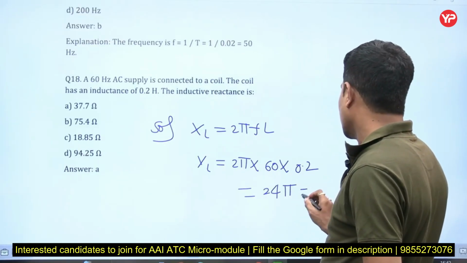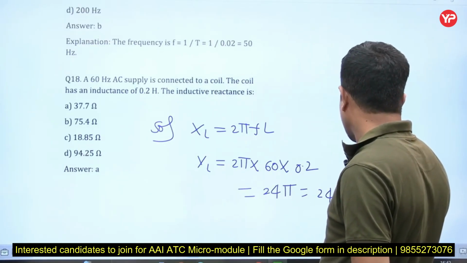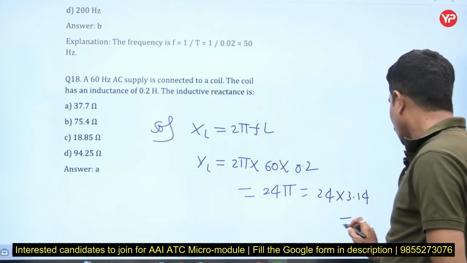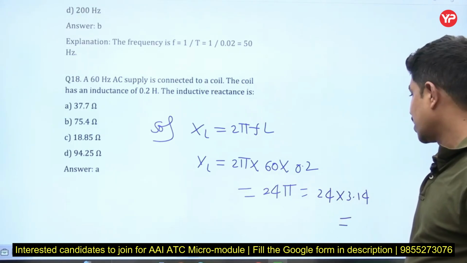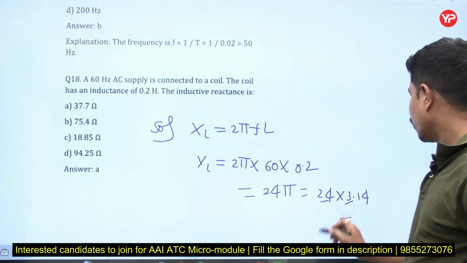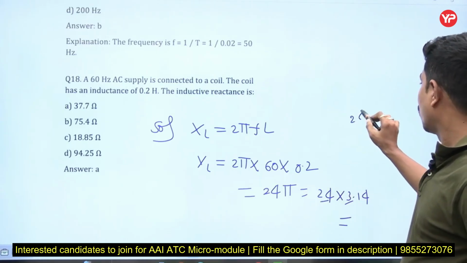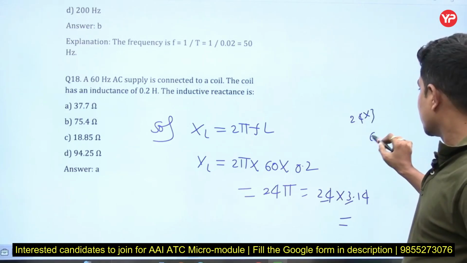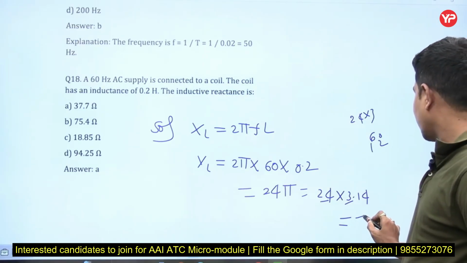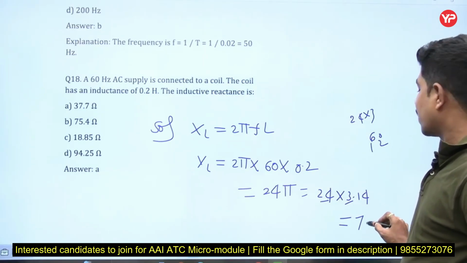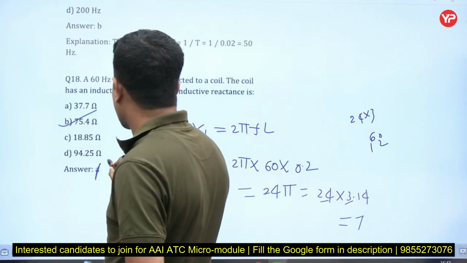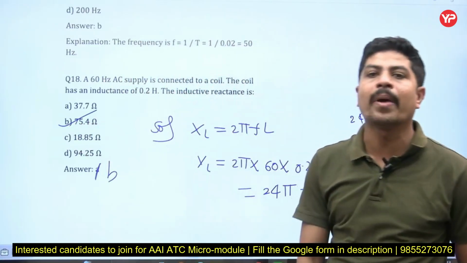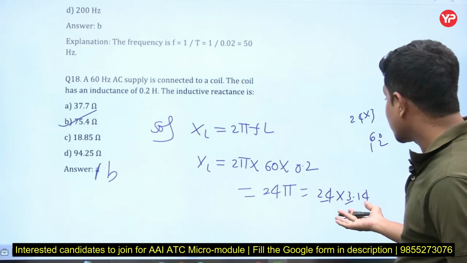24 pi it is. 24 into pi, which is 3.14. Without a calculator you have to check its nearby value. 24 into 3, very simply 60 plus 12, is around 72 or 73, 70 above. So the nearest option is B. Here it is not A, it is B. Nearest option is B, B for Bombay, right? Yeah, ours is perfectly correct.